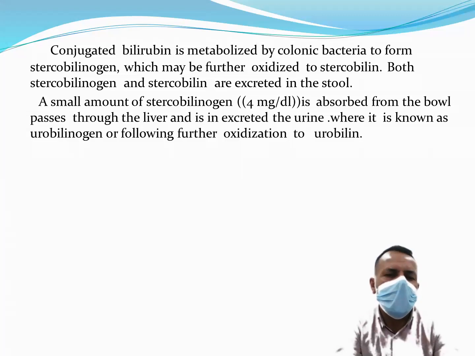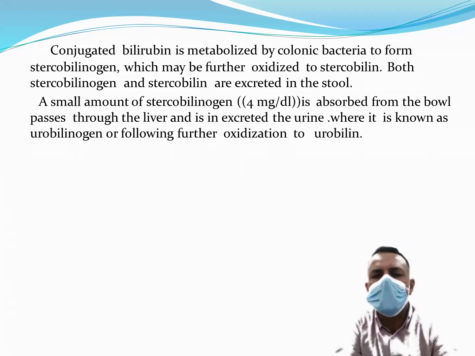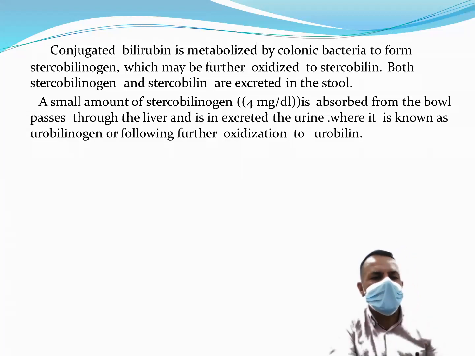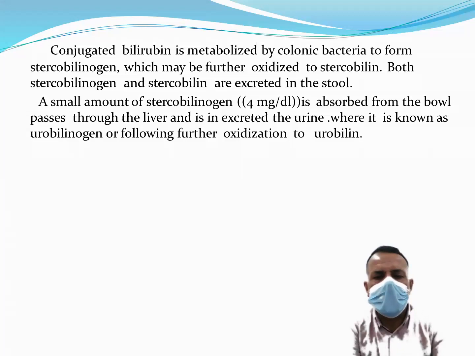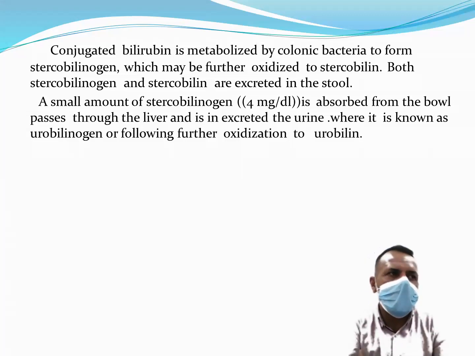A small amount of stercobilinogen is reabsorbed from the bowel, returned to the circulation and then to the liver, then excreted in the urine, known as urobilinogen, and further oxidized when exposed to the air, leading to formation of urobilin. The urobilinogen and urobilin lead to the normal color of urine.